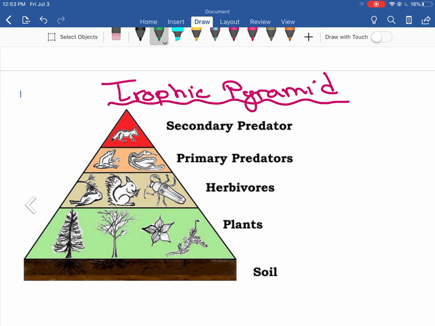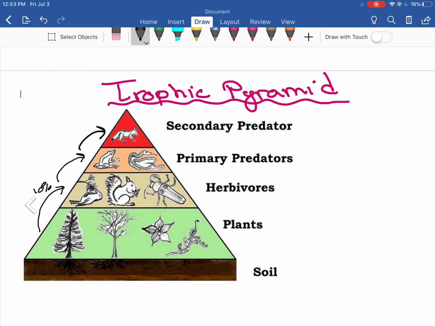Those terms are not too crazy important, but one of the things we want to look at right now is that only 10% of the energy moves up. We have the plants here at the bottom, only 10% moves up to this level, and then 10% again, and then 10% again. So only 10% moves up every level.